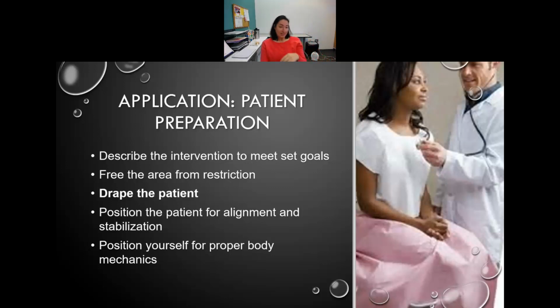And depending on if it's a male versus female encounter, or if they're from certain cultures where maybe they're a little bit more modest or something, just take all of that into consideration when you're thinking about draping a patient. I would always suggest draping unless they say otherwise. But even in that situation, if it's a private part, drape, because you could be liable if they say, oh, he didn't drape me, even though they're telling you not to. Position them for good alignment and stabilization, and position yourself for good body alignment, so that you're in a good position to use good body mechanics.